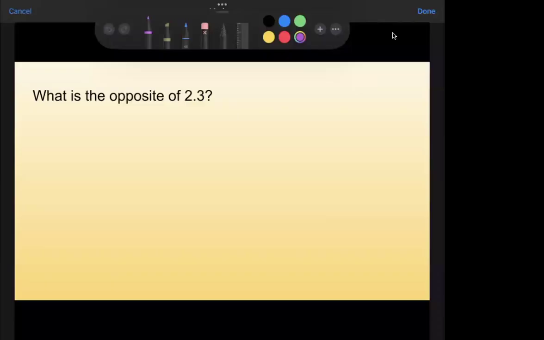Okay, here's our next one. We're going to look at what is the opposite of 2.3. So let's go ahead and use the shortcut first, and then we'll use the number line to check it. So the shortcut would tell me that that is a positive 2.3, and the opposite would be a negative. So I'm going to go ahead and write negative 2.3 as my answer. But let's use a number line just to double check.